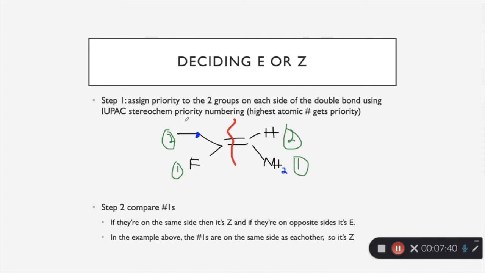So step 2 is to compare the number 1s. You're going to look at both sides and look at the number 1s. In this case, if you split the double bond, both number 1s are going in the same direction. So they are on the same side, and so this would be a Z configuration. And I wrote, if they're on the same side, then it's Z, and if they're on opposite sides, then they're E. In the example above, number 1s are on the same side of each other, so it is in the Z configuration.